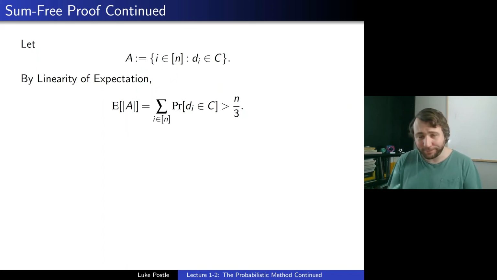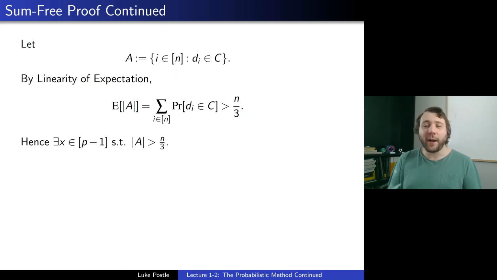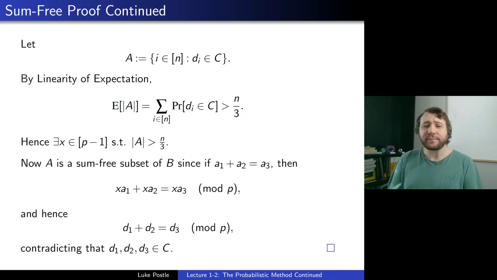So this is the idea: we know there's this chunk of size a third. We do a random multiplication, so probability will work nicely there. In expectation, at least a third of the integers will end up in the sum-free set. We claim the pullback is also going to be sum-free. Let's go through this. Again, this is just expectation, but that means there is a choice of X where A is at least N over 3.